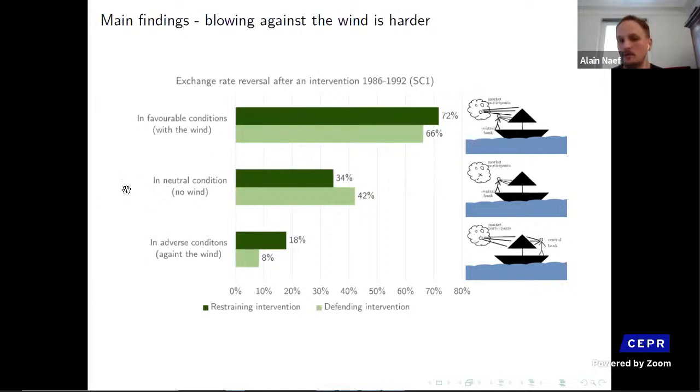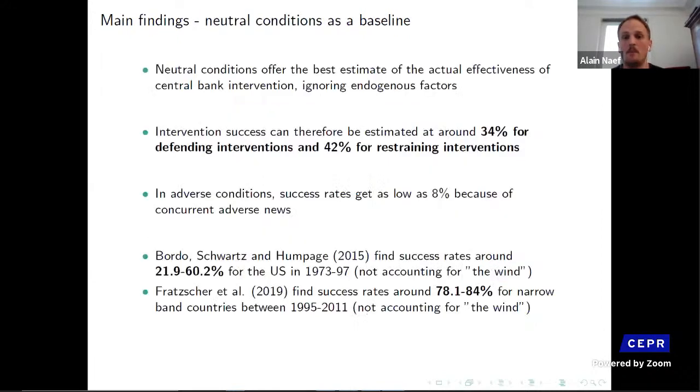And I think a good way to think about this is that neutral conditions are a way to measure the actual impact of a central bank, right? Because when there's no other market conditions impacting the exchange rate, so if it's a really quiet day and they go in the market, they can really have an impact. And that's what I'm picking up here. And so that's why one of the claims of the paper is that this 34 to 42 is very close to what would be the actual impact of a central bank, taking into account other market conditions.